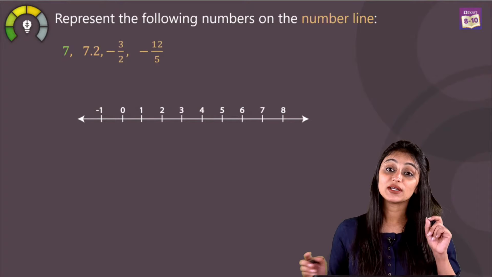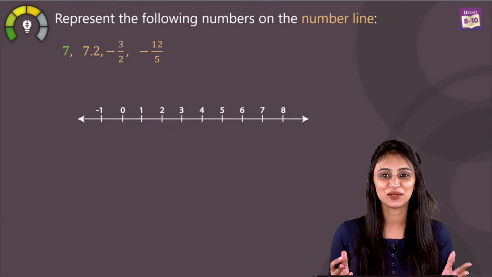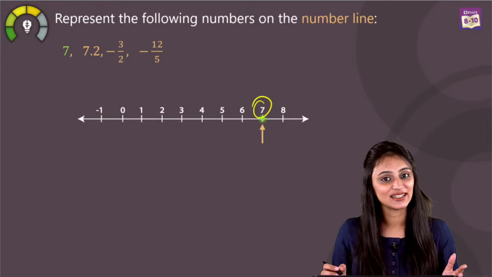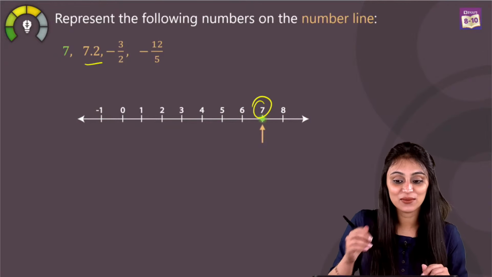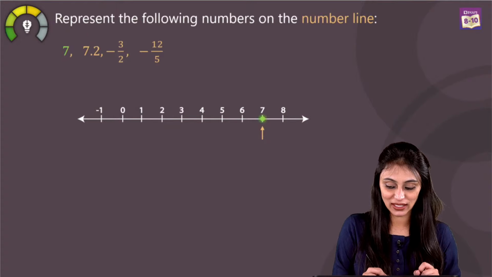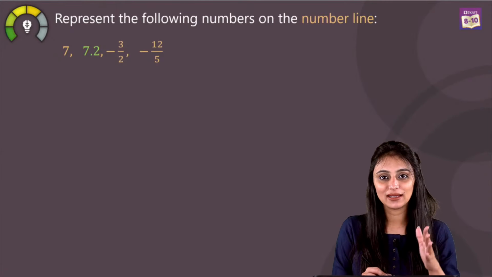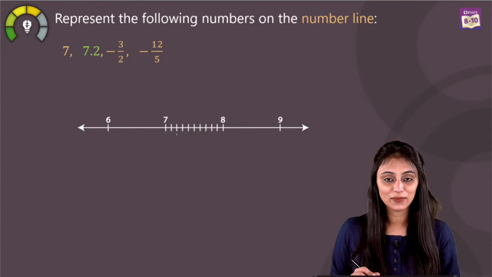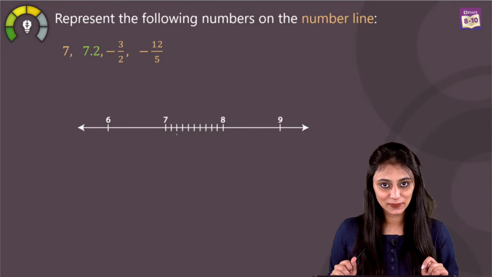All right. So now first I have to represent 7. That's a very simple question, right? Just represent 7 on the number line. 7 is here, correct? Now next we have to plot 7.2 on the number line, right? To plot 7.2 on the number line, definitely it will lie to the right of 7. So this is the number line, right? It will lie somewhere between 7 and 8, right?